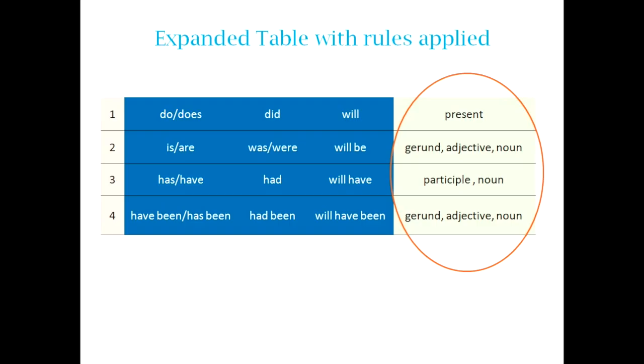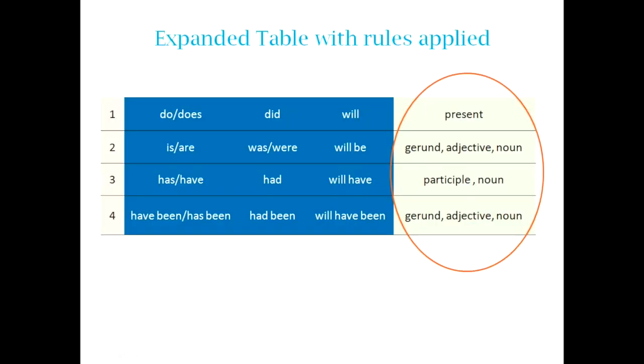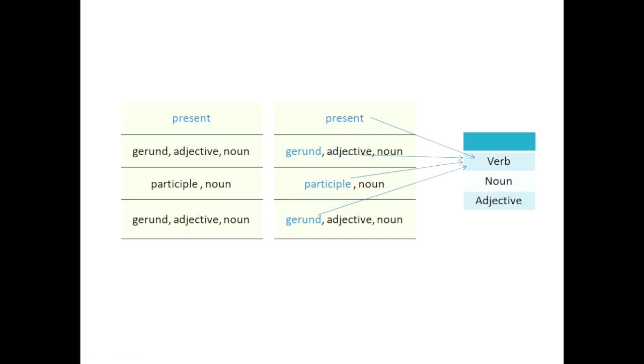Now, this is how our expanded table of auxiliary verbs in the tense table looks like, right? And these are the rules, like कि ये सबको present आएगा, इस सबको gerund adjective या noun आएगा, और इन सबको participle and noun आएगा. And for all this, you'll get gerund, adjective and noun, right? Okay. So, if you actually notice the rules, the rules I'm taking from here, and these are the rules.